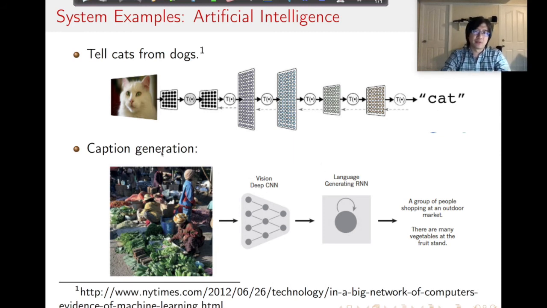The other application here is also from machine learning. It could be caption generation. We have an image, so can we generate a caption for it? After a framework analyzes what is in this image, we can possibly tell that in this image we have a group of people shopping at an outdoor market, and there are many vegetable and fruit stands. So after a machine learning system, we may be able to tell about this.